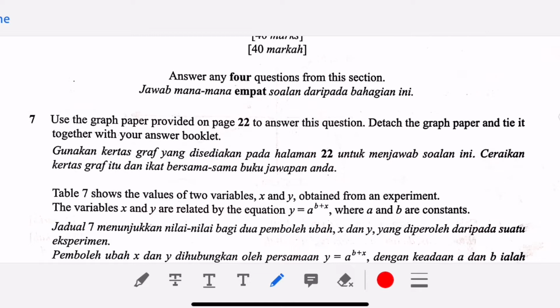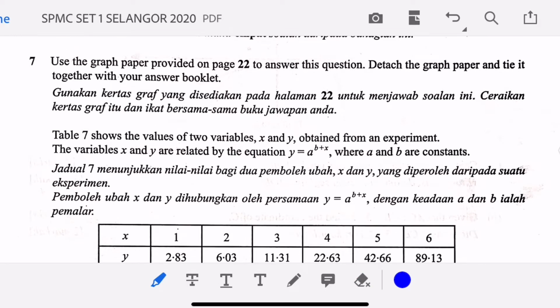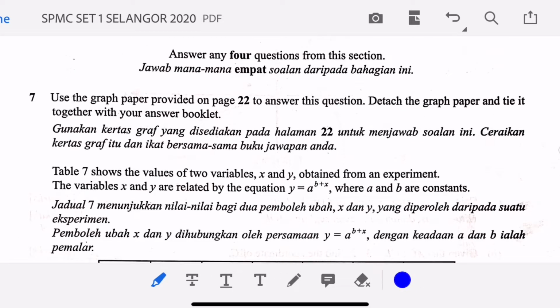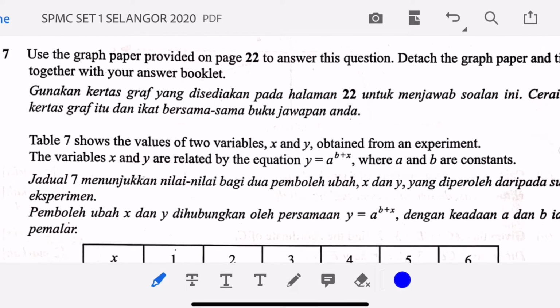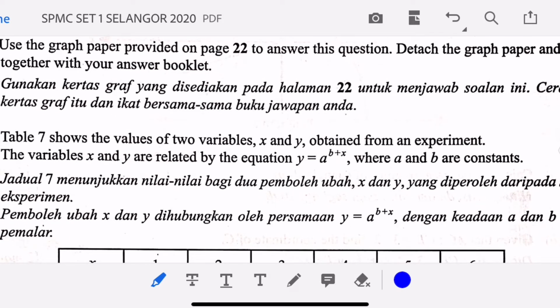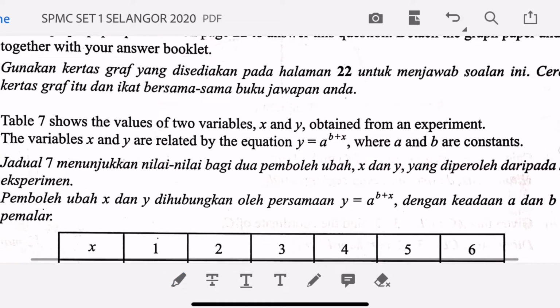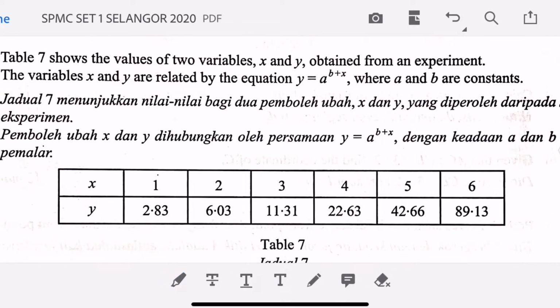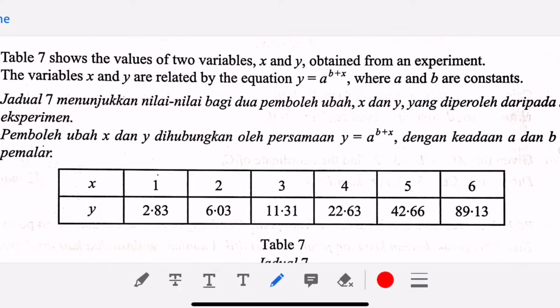To all my dear students out there, in order to prepare for paper 2 for additional maths for linear law, I would like to share with you one of the questions involving logarithm. So let's see, table 7 shows the values of two variables x and y obtained from an experiment, right? So x and y can be any variable.